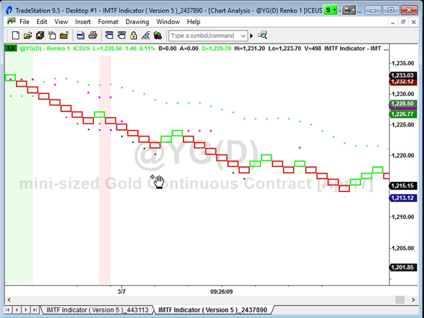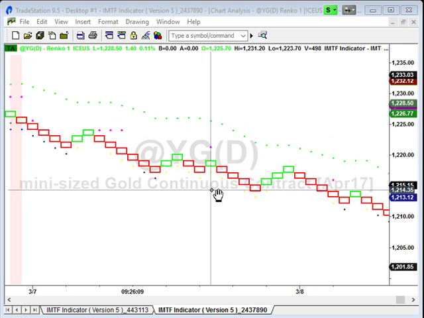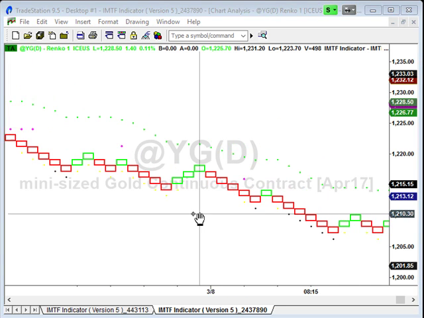Here's a red setup area here. It got triggered right here. You shorted it there. You can see you're playing the short all the way down. You're going to keep on shorting it. You're going to keep on trading this.